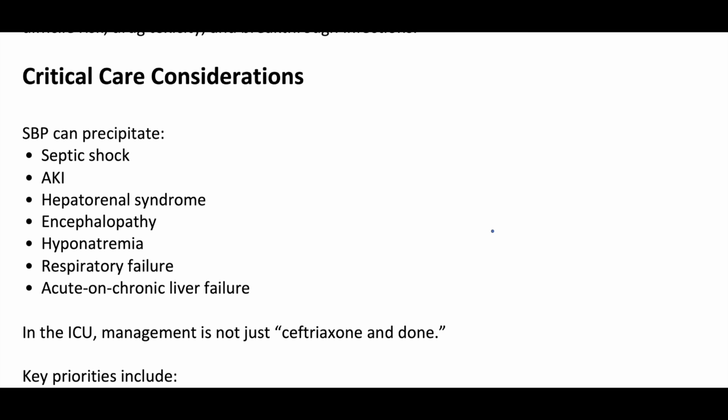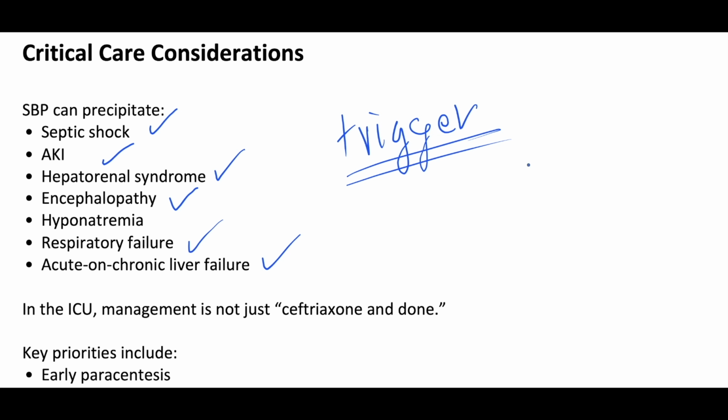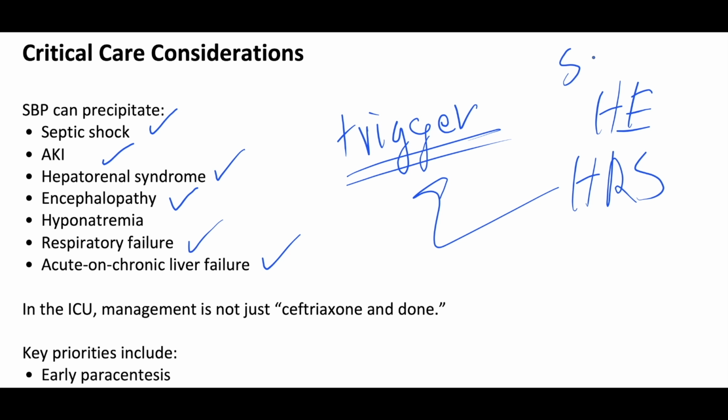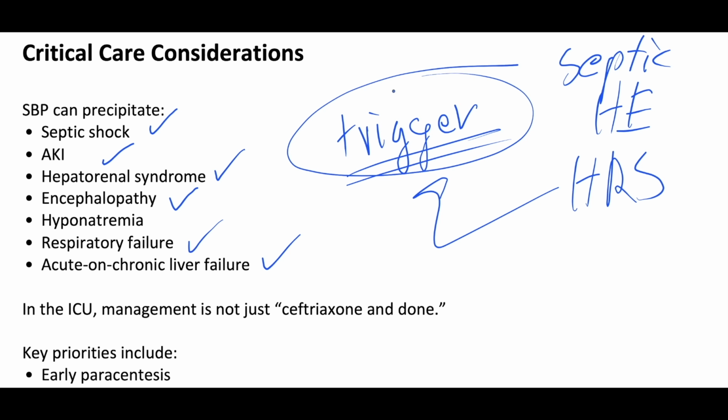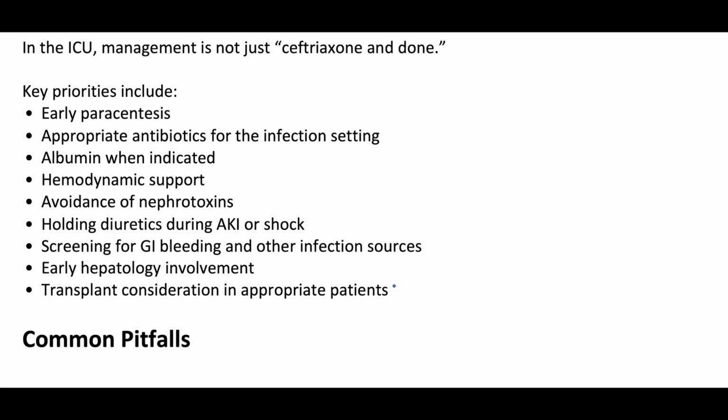Some critical care considerations here. SBP is a trigger for a lot of stuff: septic shock, acute kidney injury, hepatorenal syndrome, hepatic encephalopathy, respiratory failure, acute on chronic liver failure. So this is a common trigger for these things, and as such, it needs to be addressed, right? If someone comes in with HRS, we should be thinking, is it triggered by SBP? Or someone comes in with hepatic encephalopathy, same thing. Or someone comes in septic, same thing. Is it caused by SBP? Key priorities are early paracentesis, appropriate antibiotics, think about resistance patterns, and obviously supportive care, because SBP can prompt a lot of decompensation, like we talked about.